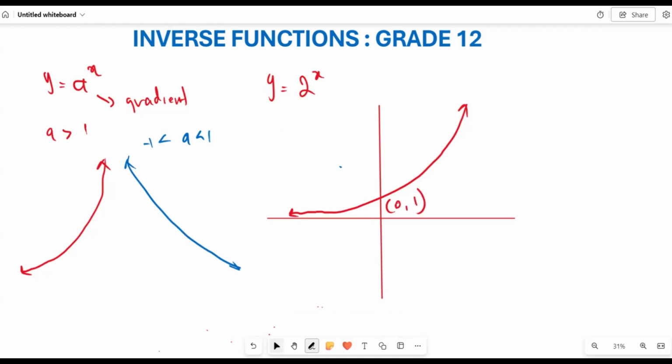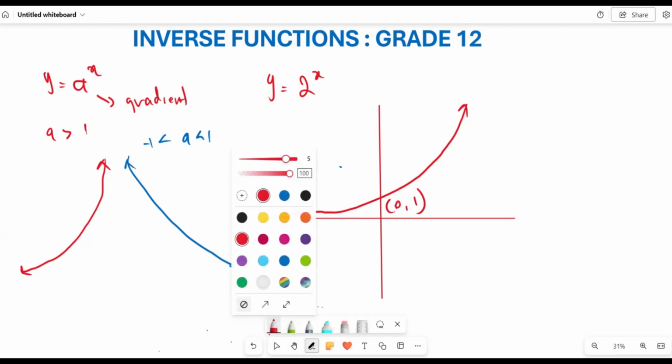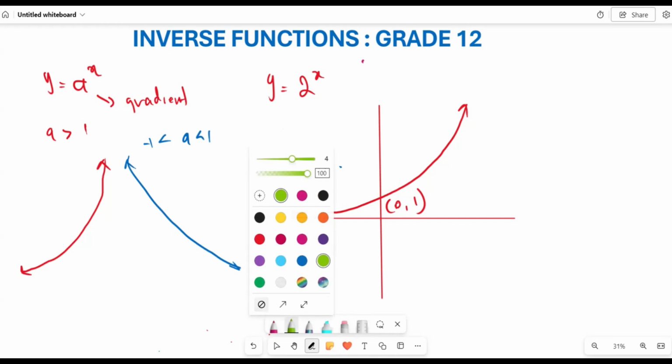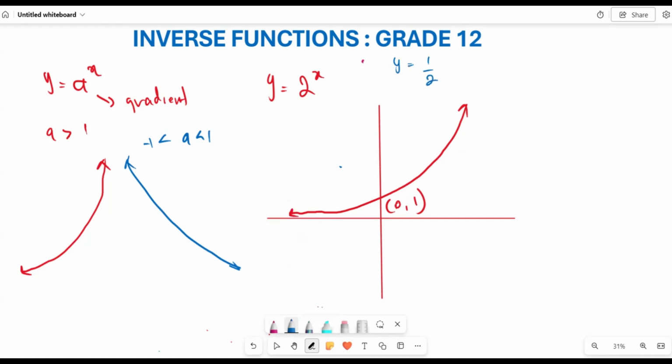Now, if I say draw another function where y is equal to 1 over 2 to the power of x, this particular function will look something like this, slanted in this position, still intersecting at 1. It will again be a smooth curve, and it will look something like this.